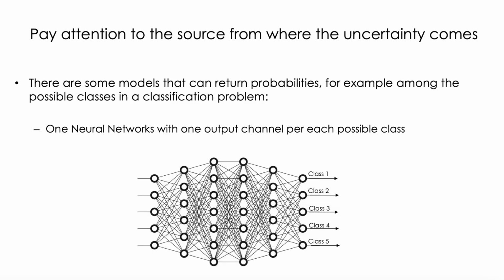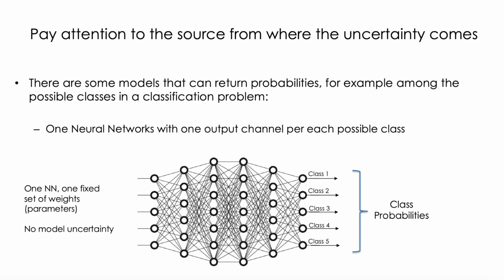Same here. In a traditional neural network, in general, we can have probabilities for each of the classes when the network is predicting. But the problem is that that uncertainty is not capturing the uncertainty coming from the model itself, right? It is just one neural network with one fixed set of weights or parameters. There's no model uncertainty. The version of neural networks that deal with uncertainty are called Bayesian neural networks, and in those cases we manage distributions of the weights instead of just one weight. And in that case we are really dealing with the model uncertainty.